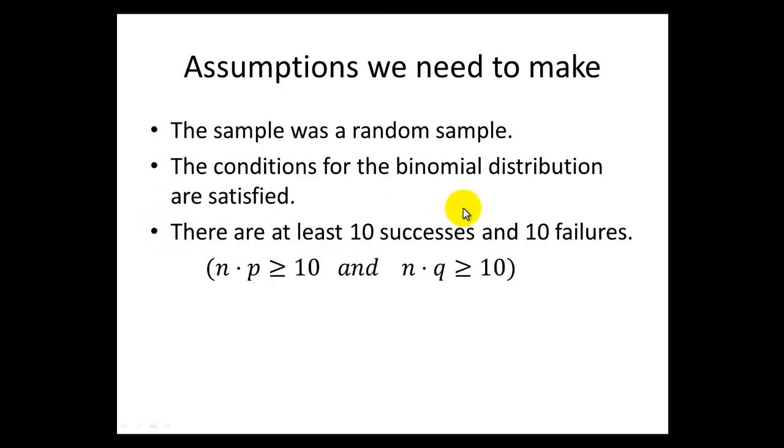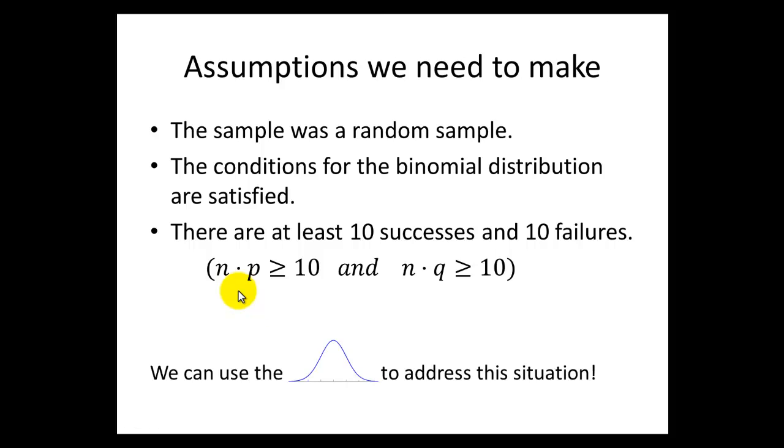The last assumption we need to make is that the successes were at least 10 and the failures were at least 10. That is, we had at least 10 people that said yes and at least 10 people that said no. If these aren't met, then we have to use a different approach. But in our case it was, so these all were met. So basically what this does is give us permission to use our normal model, our bell curve, to address the situation. This bell curve is going to help us create this interval or range of values.